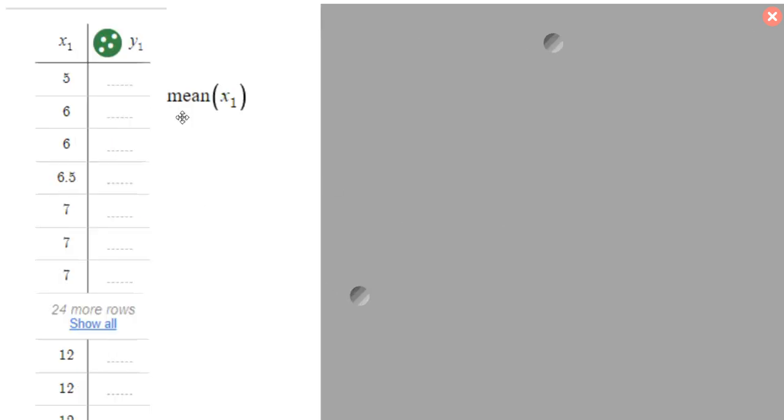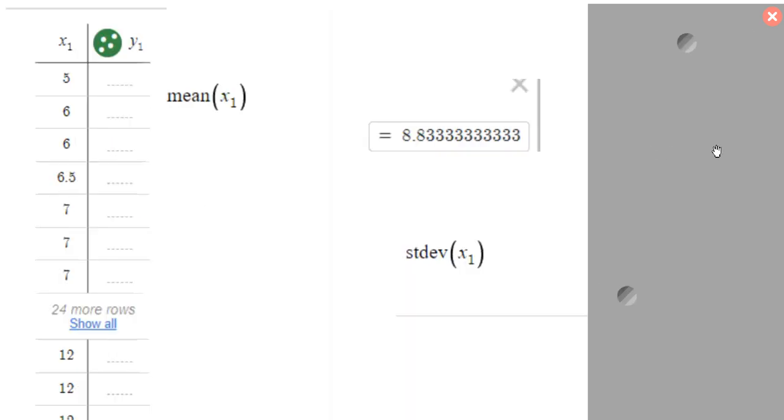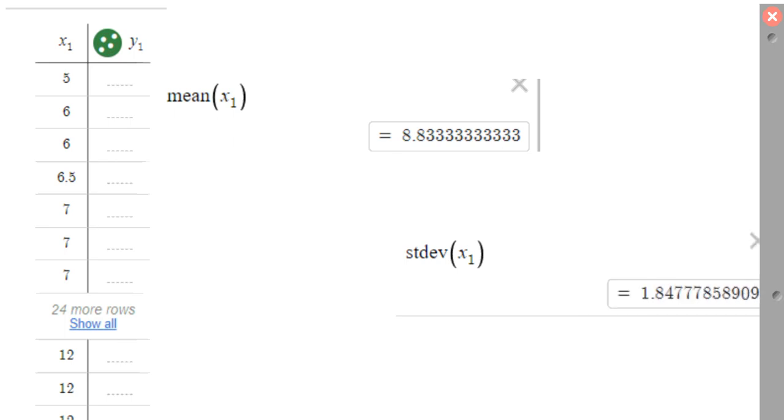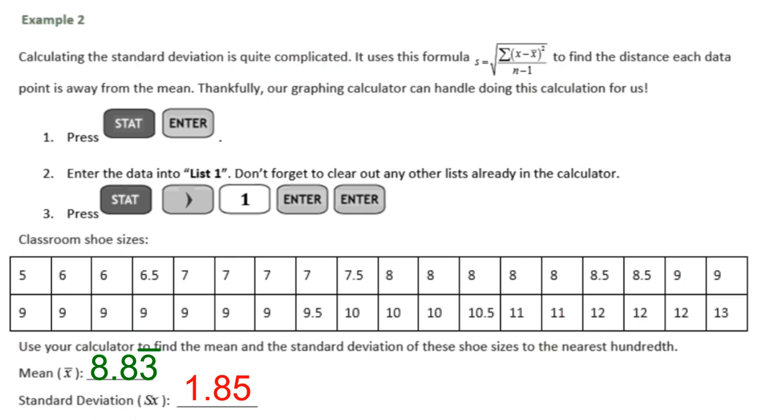So if we're going back to what that would look like here, you'd have your table. I'm telling it to find the mean. Again, same thing as we saw with the graphing calculator, and your standard deviation, same thing as what we saw in the graphing calculator. So for our data set, we've got the mean being 8.83, so in reality that would be about size 9 shoe size, and the standard deviation is 1.85, so it's telling us our data is not too far from the mean of our data set.